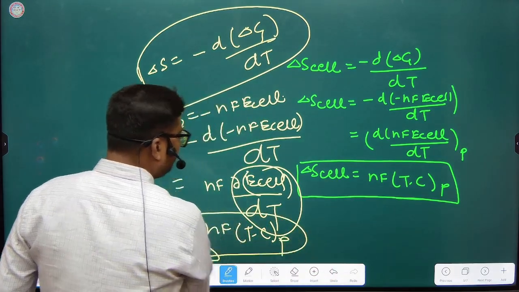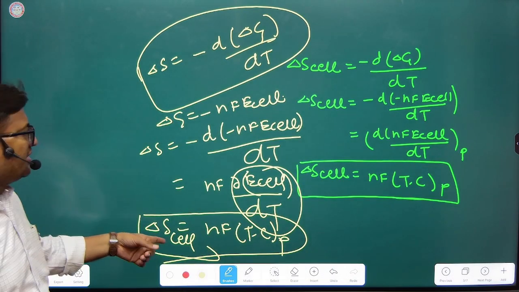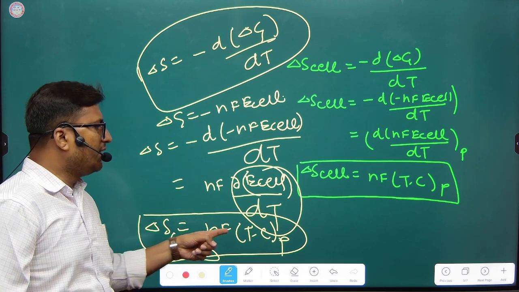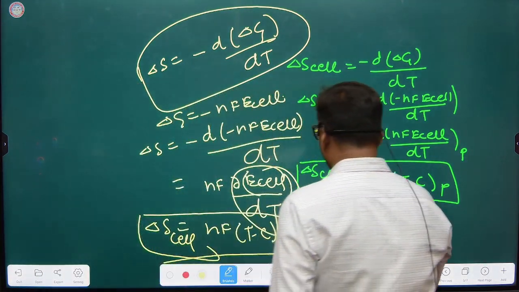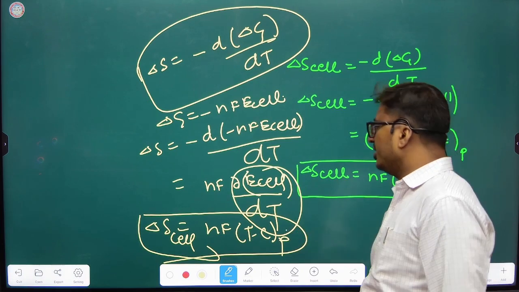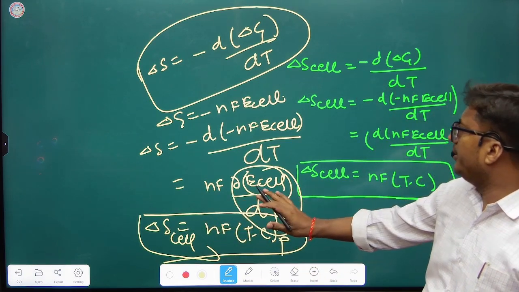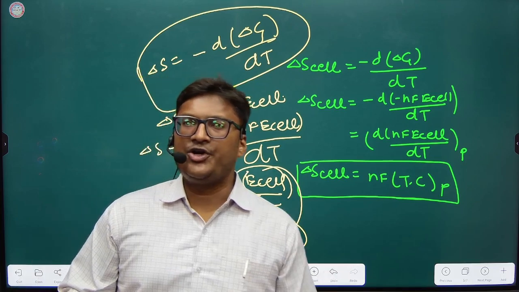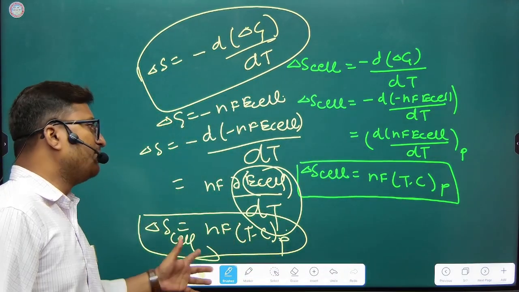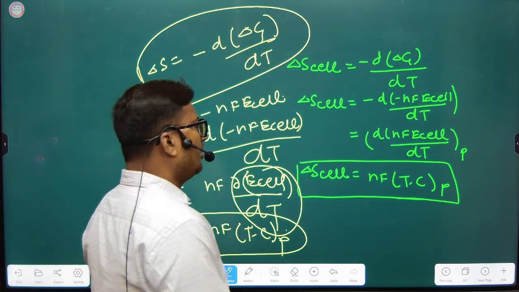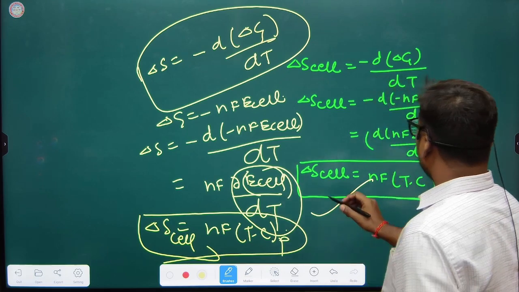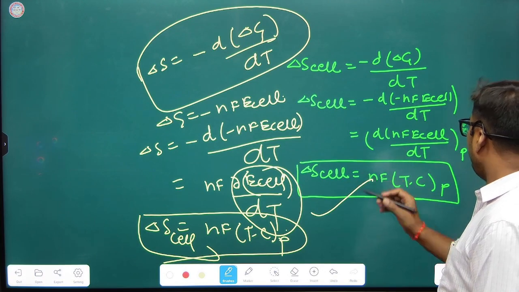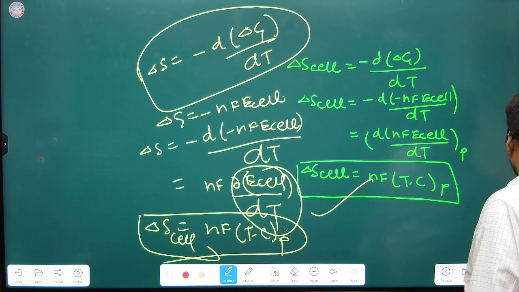So the change in entropy of the cell is directly related to the number of electrons transferred in a cell reaction and the temperature coefficient. So if the temperature coefficient is high, then the change in entropy of the cell will be very, very high. So this is the variation of the change in entropy of the electrochemical cell with respect to the temperature coefficient. Okay. So this is what we have shown here to understand the entropy of the cell. Okay.